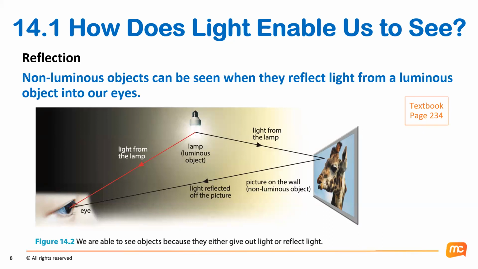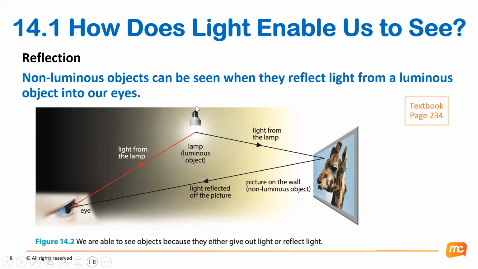Okay, but how can we see a non-luminous object, like a picture on the wall over here? This picture is a non-luminous object. It doesn't give off light, so I can only see it if I have a light source. The light from the light source will hit this picture and get bounced back, which we call reflected, into the eyes. Then I will be able to see this object.